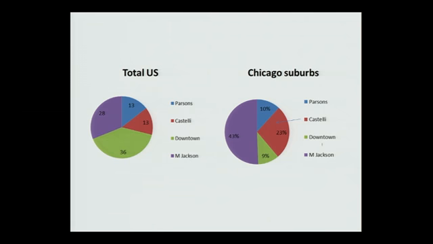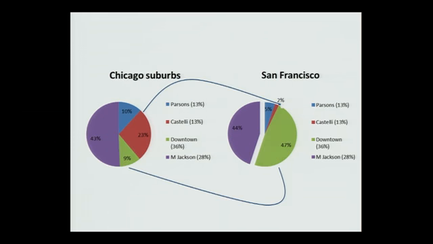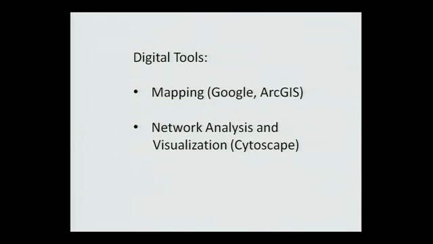The Chicago suburbs. Castelli takes a lot of trade away from the Downtown Gallery and also Martha Jackson. There's something there that is a separate story that I will go into in my dissertation. The other thing that was very interesting to see was the inverse relationship that occurred in San Francisco, where Castelli only had 2% of the sales and the Downtown Gallery 47%. Another interesting question is being raised here, and I will have to explore that further.